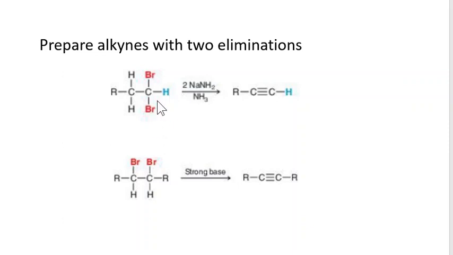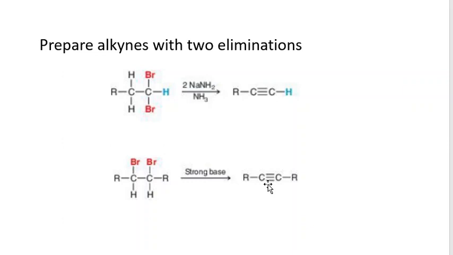You could have a geminal dihalide, or you could have a vicinal dihalide where the bromines are on adjacent carbons. And in both cases, you just need a strong base in order to make this reaction happen.